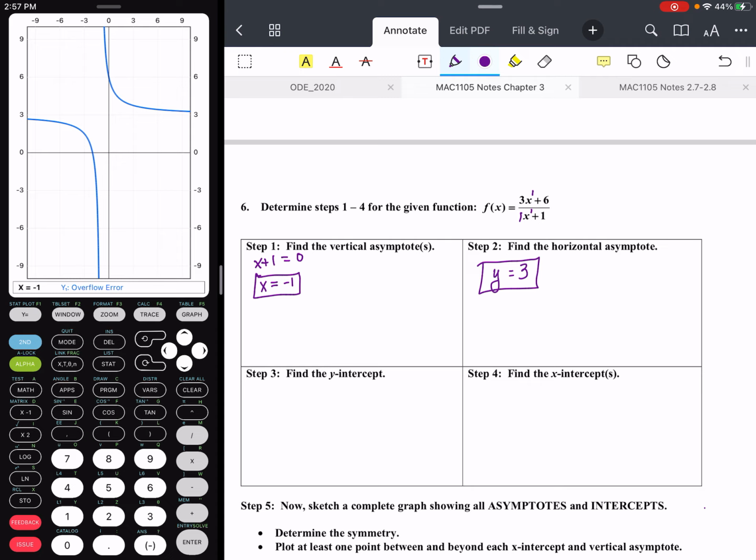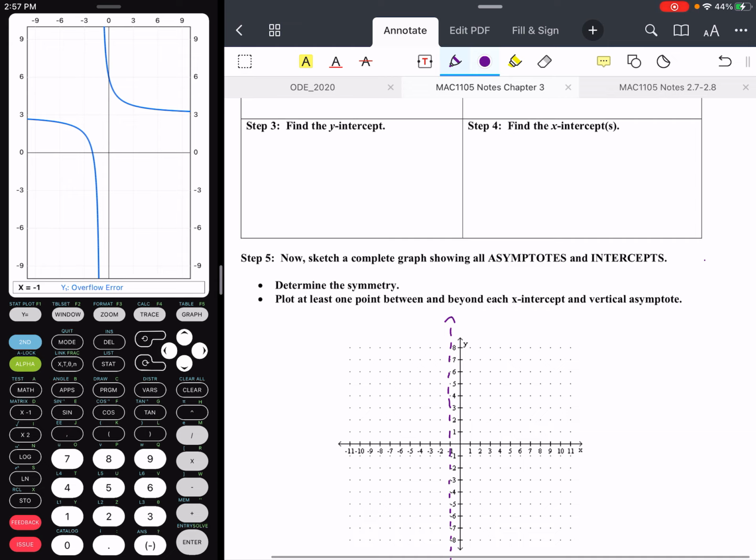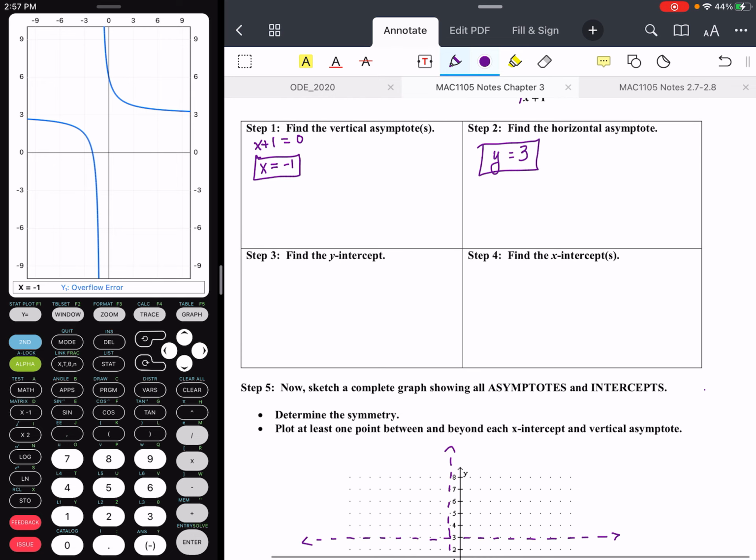And looking at my graph, I can see that as I go to the extreme right or to the extreme left, it does look like the graph is kind of settling around 3, so visually that corroborates what I just found. So y equals 3, I'll go ahead and plot that. So here's my horizontal asymptote at y equals 3, dashed line.